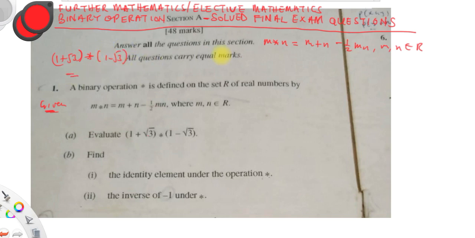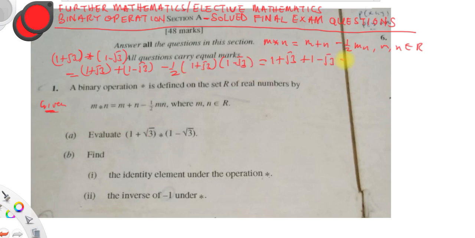From this definition, this is equal to 1 plus square root of 3, this is m, then plus n, 1 minus square root of 3, and then minus 1 over 2, times 1 plus square root of 3, and then 1 minus square root of 3. For the addition, we just remove the brackets and add. So you get 1 plus square root of 3, then plus 1 minus square root of 3.